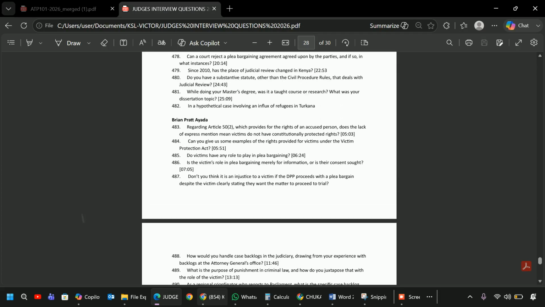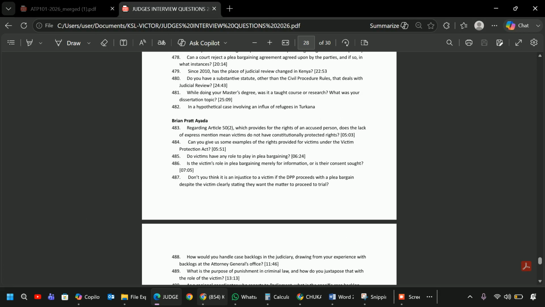In the other question, you can read question 484. Can you give us some examples of the rights provided for victims under the Victim Protection Act? So the Victim Protection Act gives victims concrete participation, protection, information and compensation related rights throughout the criminal process and related proceedings.